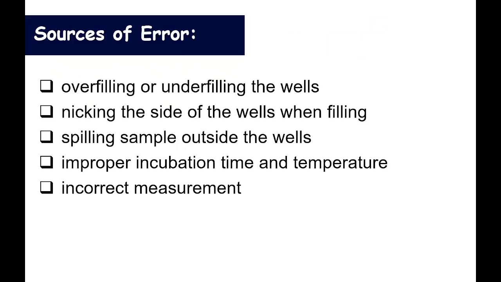Now here are the following sources of error in radial immunodiffusion. We have overfilling or underfilling the wells, leaking at the side of the wells when filling, spilling sample outside the wells, improper incubation time and temperature, and incorrect measurement. Now all of these factors will result in falsely increased or falsely decreased readings.